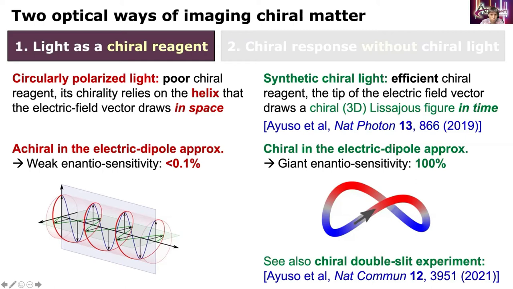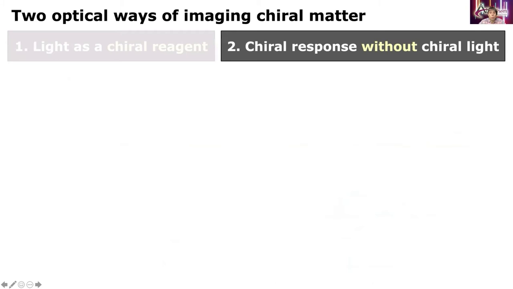Now, as I said before, we can also detect the chirality of matter without relying on the chirality of light. PECD, photoelectron circular dichroism, and the very interesting results that Debobrata presented just before me, belong to this second group of approaches, because even though they use elliptically polarized light and circularly polarized light, which is chiral, they don't rely on the chirality of the field to generate an enantiosensitive response. So they don't rely on non-electric dipole interactions, and that's why they can get such strongly enantiosensitive signals.